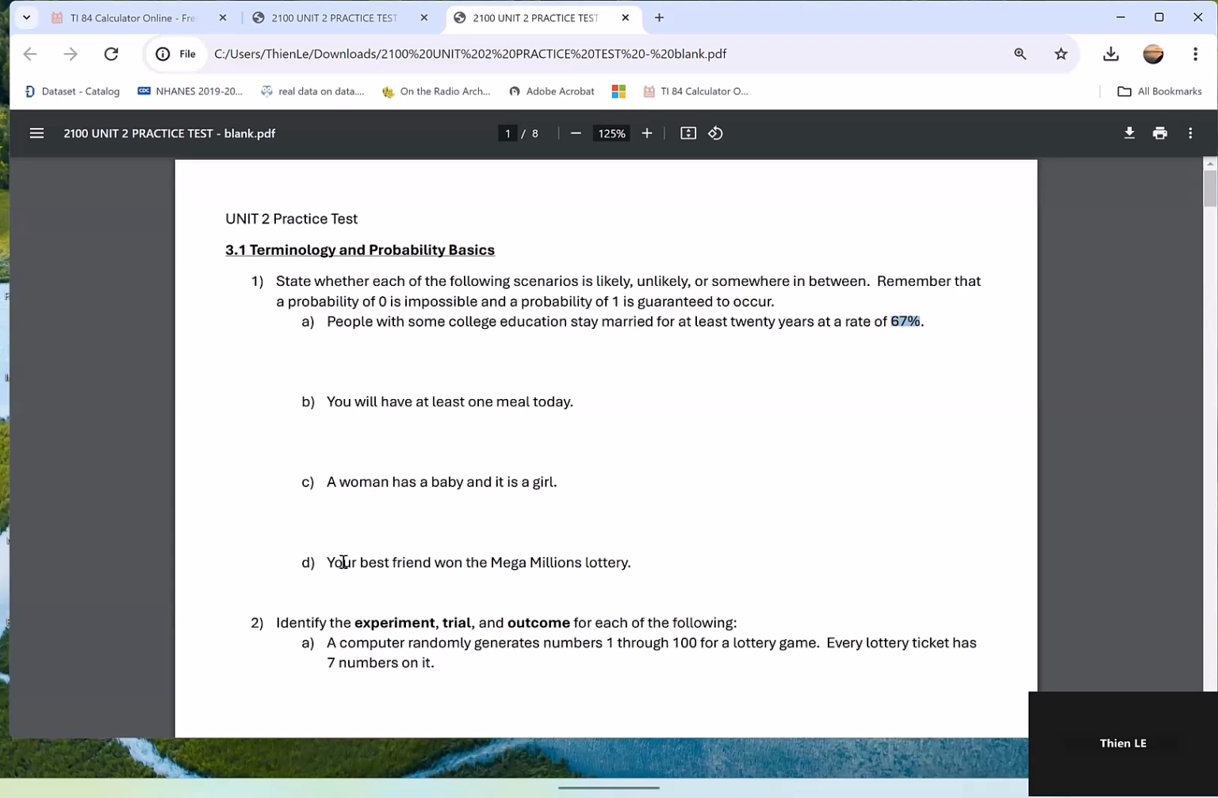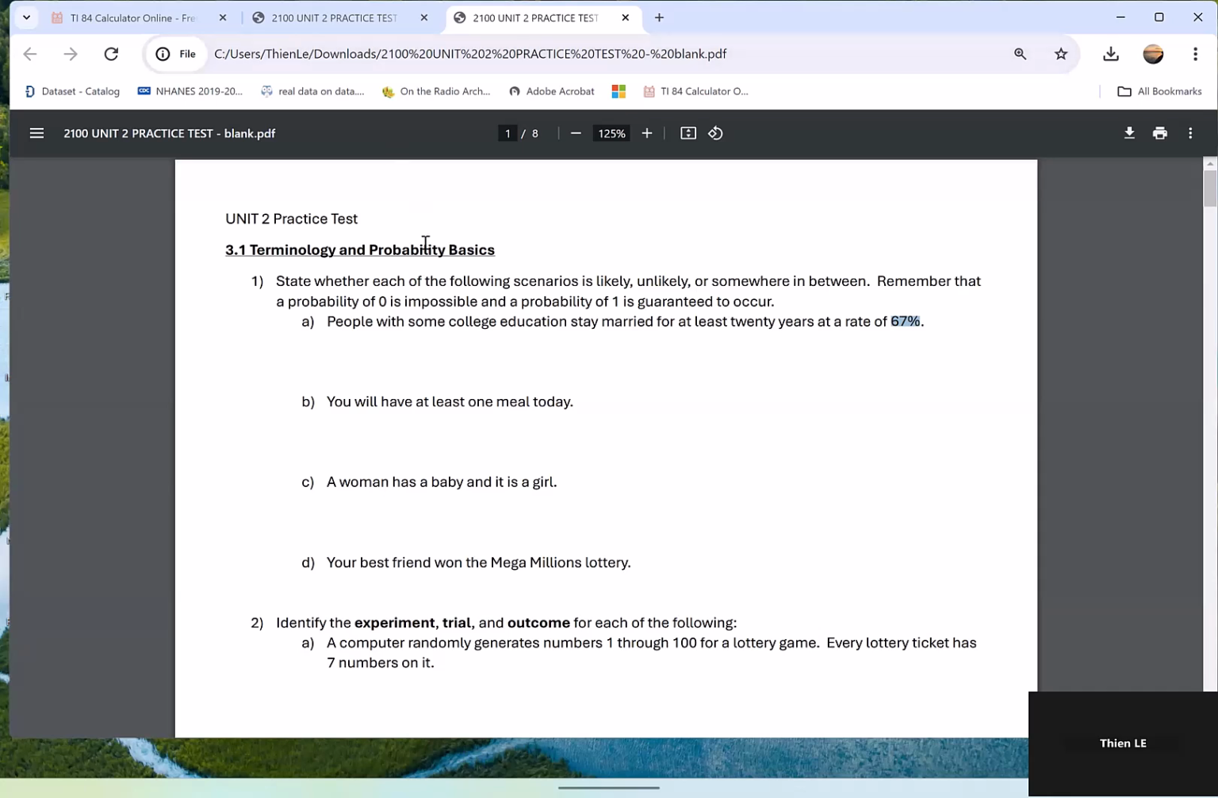And then here, your best friend won the Mega Millions lottery. To win the Mega Millions lottery is something we consider very rare. The probability is pretty much almost zero. So basically, this is something very unlikely, almost impossible. That person must be extremely lucky to win the lottery. So this is very unlikely.